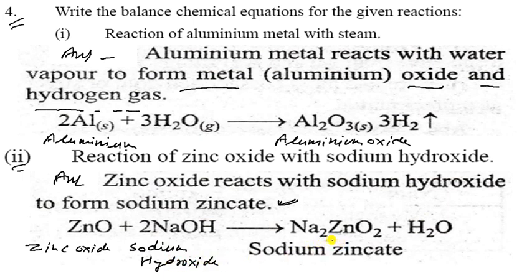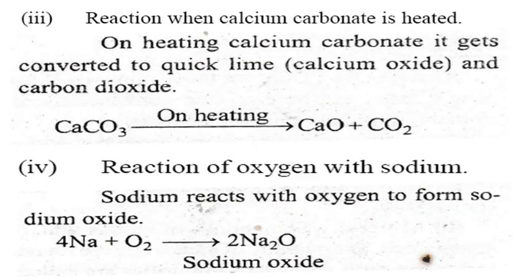Now come to the second question. Reaction of zinc oxide with sodium hydroxide. So that one is the answer. Zinc oxide reacts with sodium hydroxide to form sodium zincate. So that is the most important reaction. So it is the zinc oxide, and it is sodium hydroxide. It forms sodium zincate, that is Na2ZnO2, plus H2O. So this is the balanced chemical equation and this is also a balanced chemical equation.